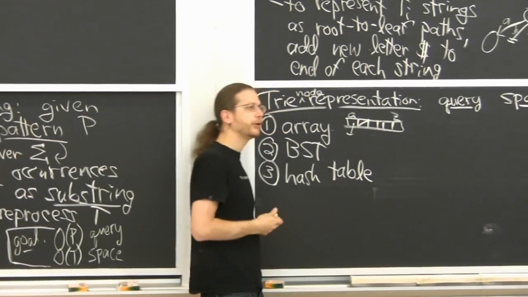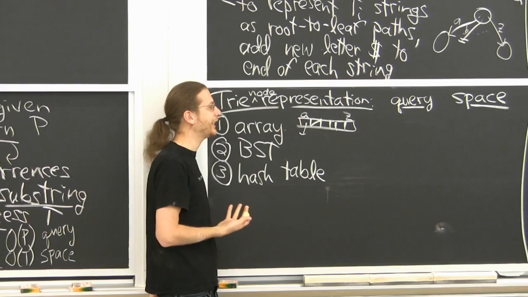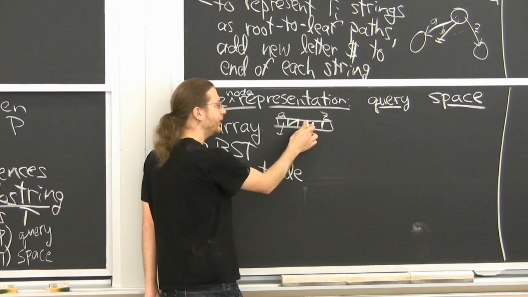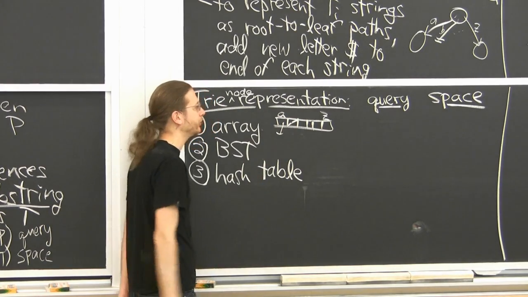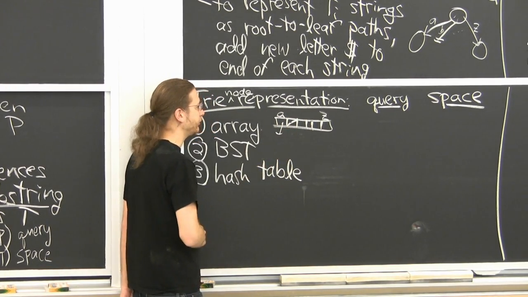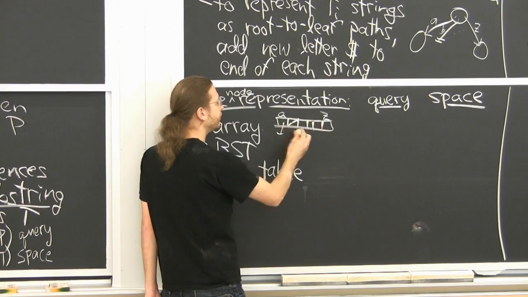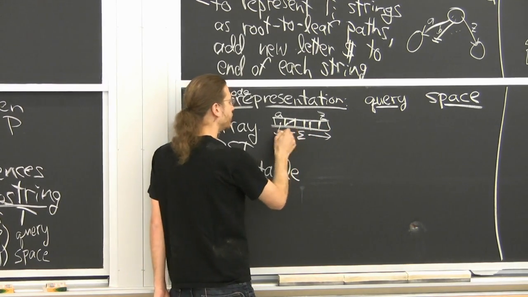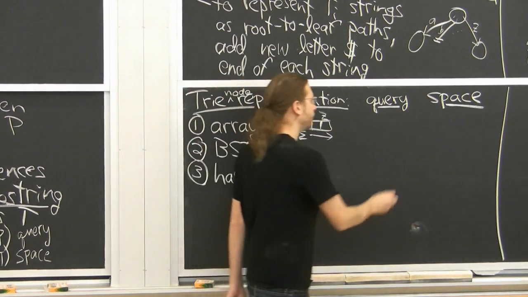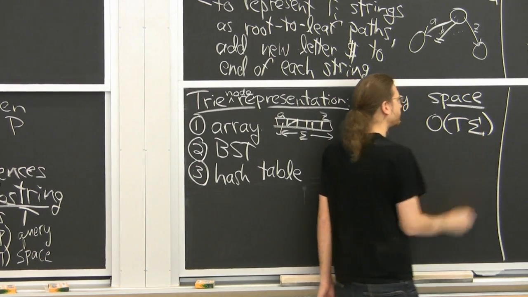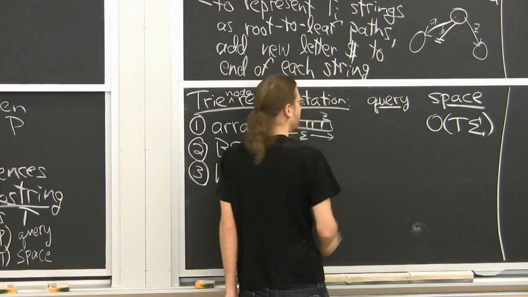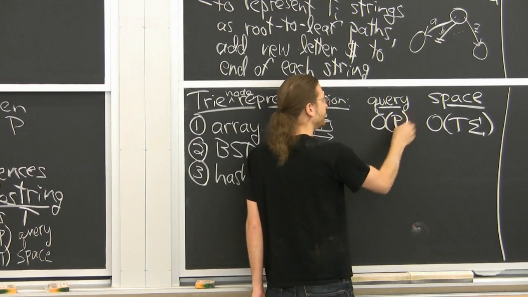You might wonder, how do I do predecessor and successor? Well, this is a static data structure. So for every cell, if it's null, I can store the predecessor and successor in the node, with no more space. This is sigma space per node. And so the amount of space is T sigma, which is not so great. But the query is fast. Query is order P time.